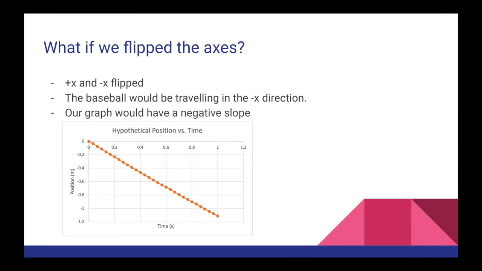There are some final questions that we must answer before wrapping up the lab. The first is the simple idea of what if we were to flip the axes? How would our result change? Well, if this were to happen, the baseball would begin to travel in the negative x direction instead of the positive x direction, which would make our graph have a negative slope. And a graphical representation of what the data might look like in this hypothetical situation is shown on screen.